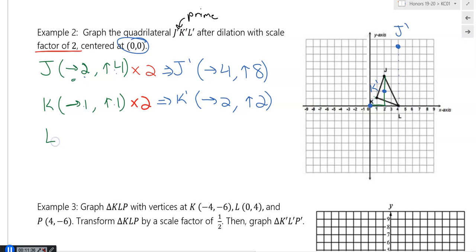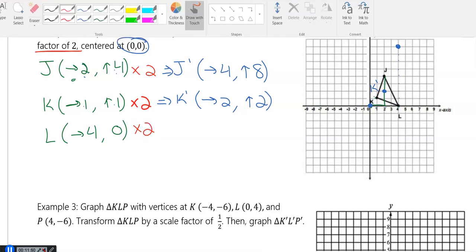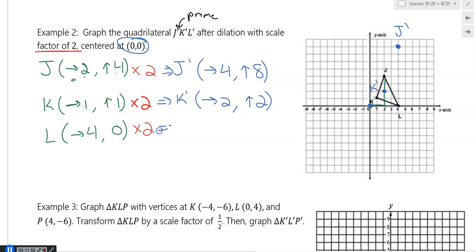And then we have L is right 4. And then nothing, right? Doesn't move up or down. Still want to multiply that by our scale factor. And we get our new point of L prime, which is right 8. And then 2 times 0, or 0 times 2 is still nothing. Okay? So now this point is going to go 1, 2, 3, 4, 5, 6, 7, 8. And that's L prime.